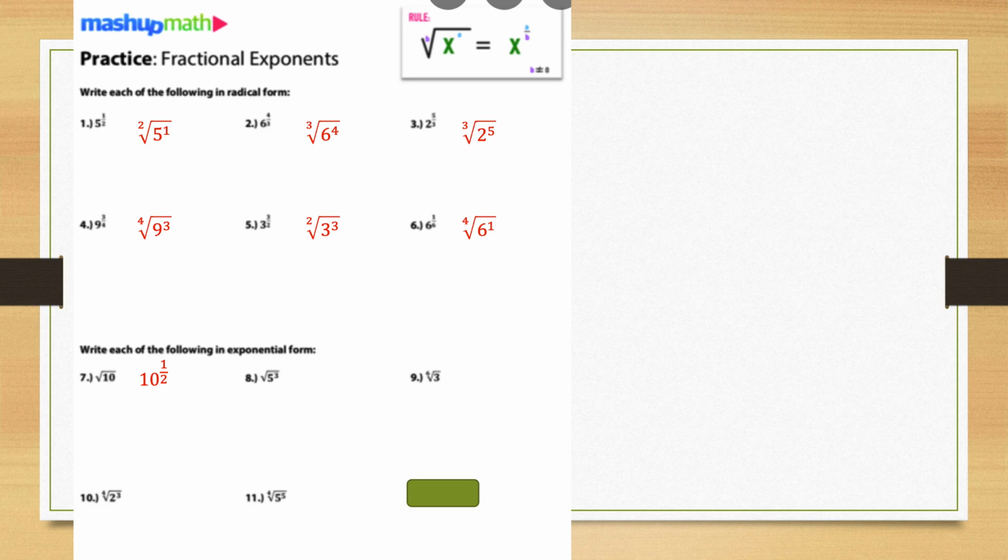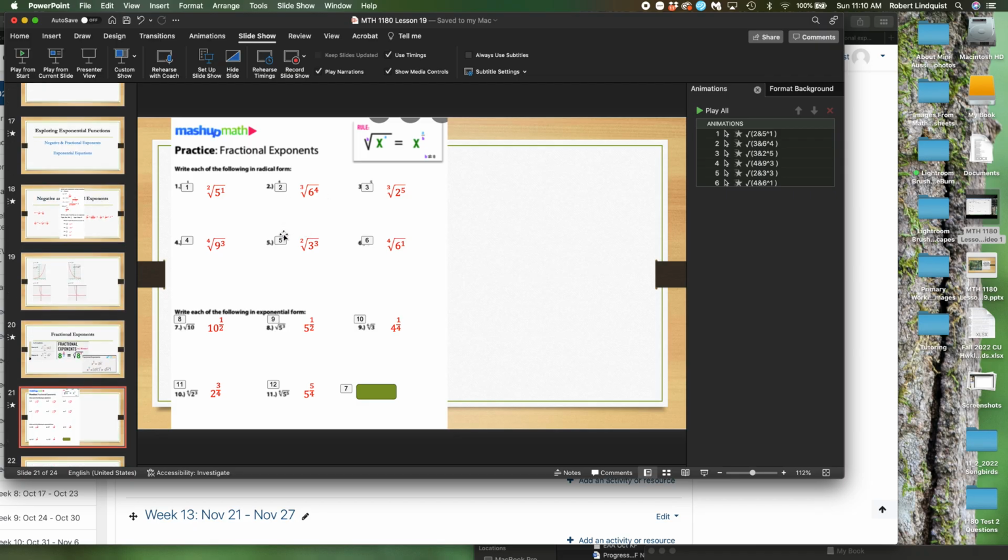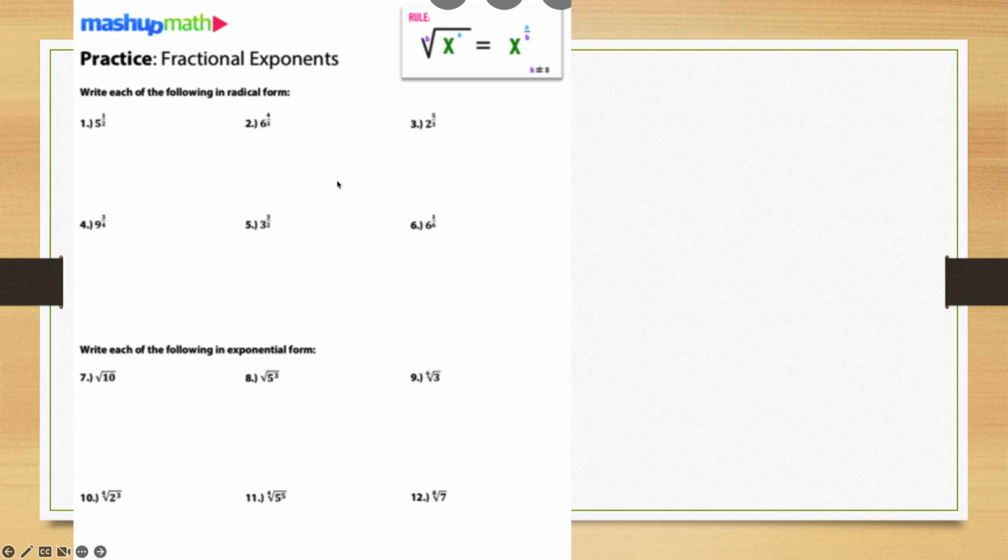Okay, this would be, now the power is 3, and the root is the square root. Remember, that's really a 2. So this is 5 to the 3/2, not the 1/2. Let me just correct that. Okay, let's go back and see how I make my careless mistakes. So 5 to the 3/2.